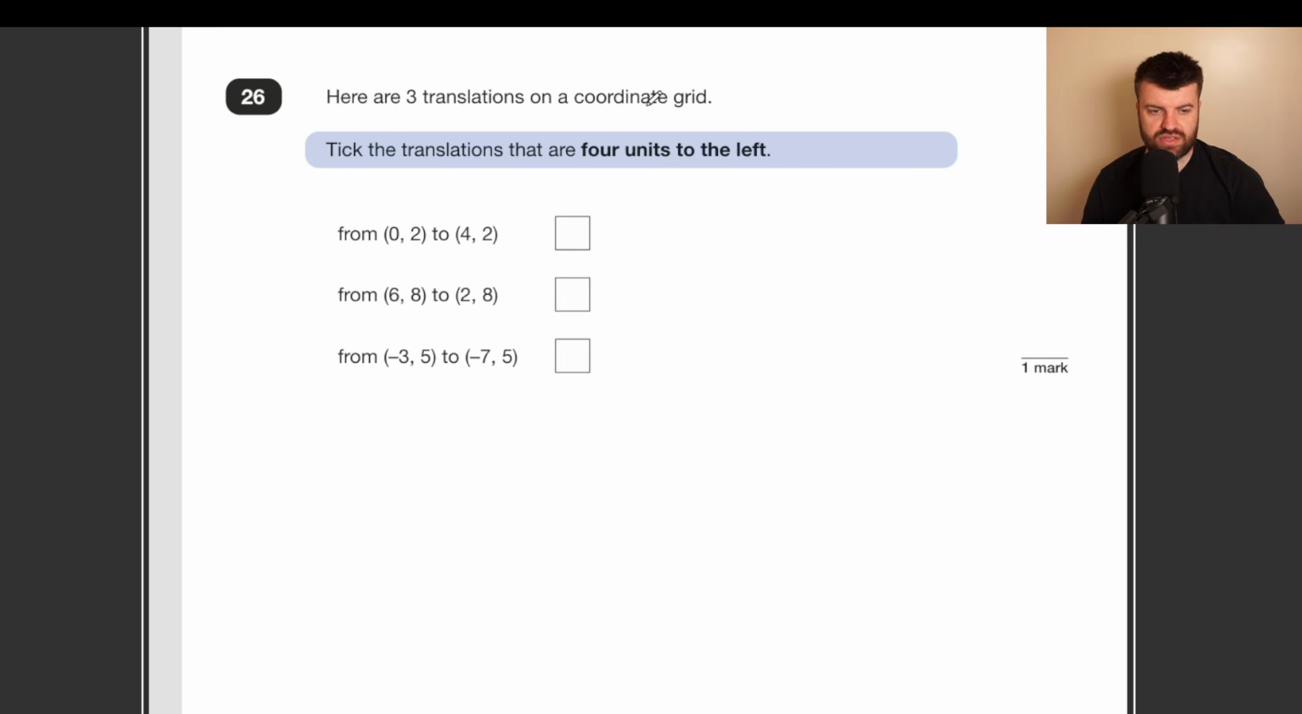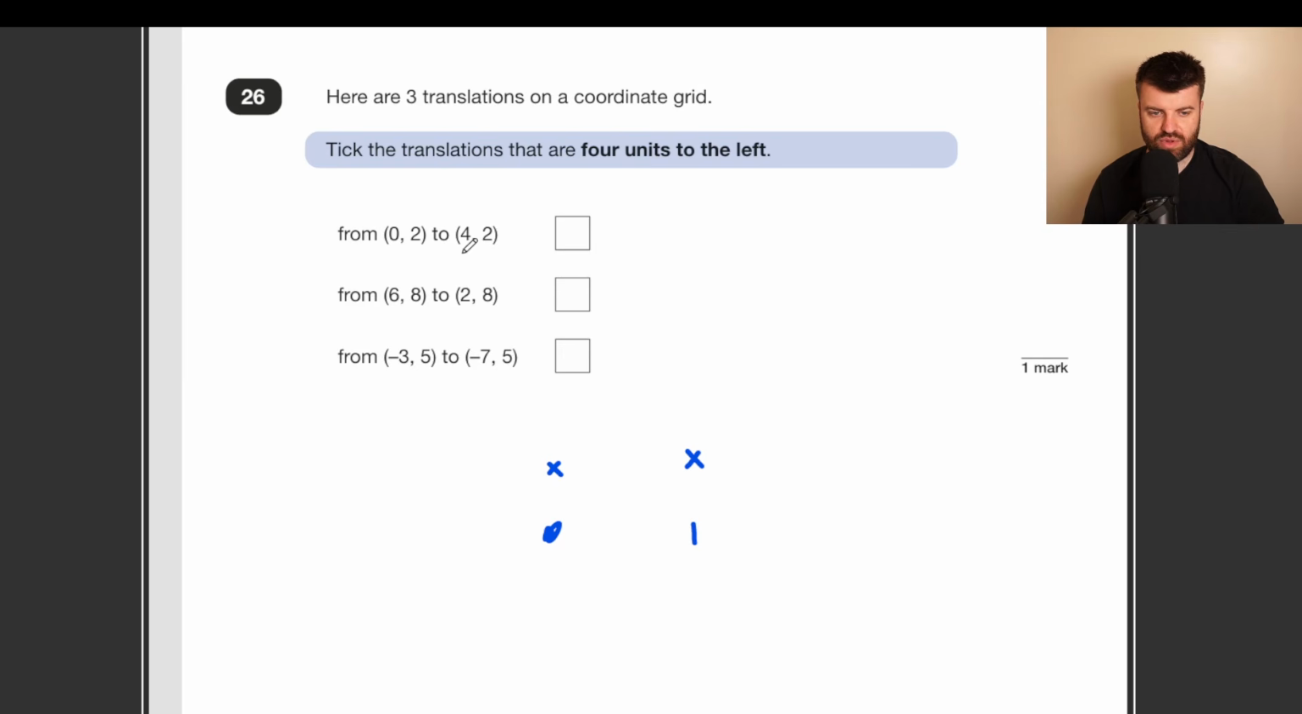Here are 3 translations on a coordinates grid. Tick the translations that are 4 units to the left. There's not even a grid here. This is so abstract. I mean, this is tricky stuff. From 0, 2 to 4, 2. Now, what's interesting to know, 0, 2, so we start at 0, 0. 0 across, 2 up. So we're going to be here to 4, 2. 4 across and 2 up.